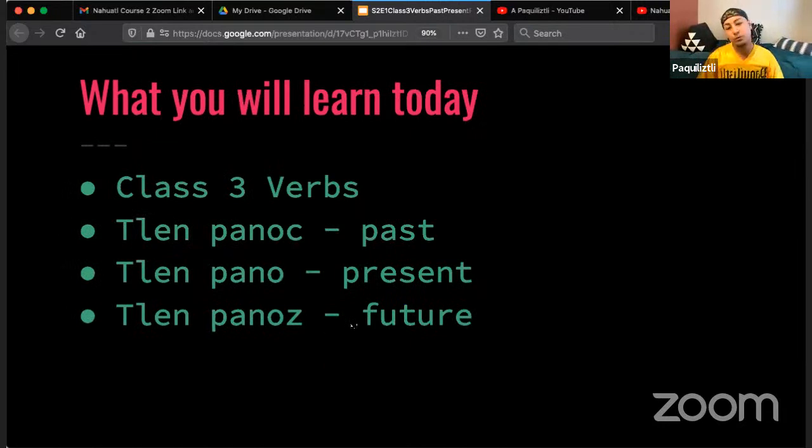Okay, so we're gonna be learning tlenpanok, the past, tlenpano, the present, and tlenpanos, the future. And those are the words to say past, present, and future in Nahuatl.